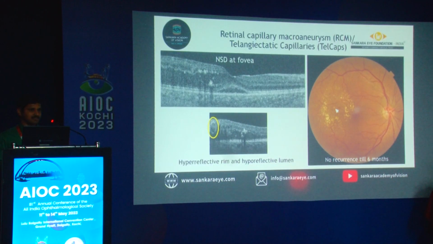There are various terminologies used to describe this. A similar-looking entity has been described as retinal capillary macroaneurysm by a few authors, telangiectatic capillaries by a few authors, and in idiopathic conditions as PEVAC, perifoveal exudative vascular anomalous complex. They are not really significantly different from each other. Most have similar clinical characteristics.